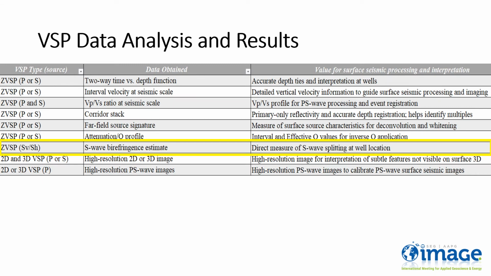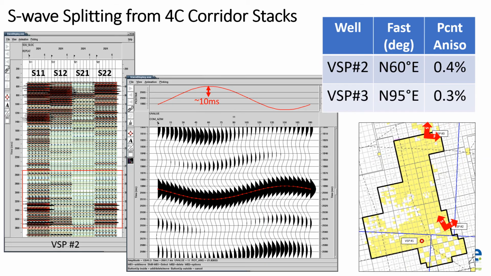Next, let's consider the value of shear wave source VSPs and investigate their use for potential shear wave splitting analysis. For VSPs number 2 and number 3, we were fortunate to get shear wave source data, which allowed us to create this 4C corridor stack display on the left. Here I show the results from VSP number 2.